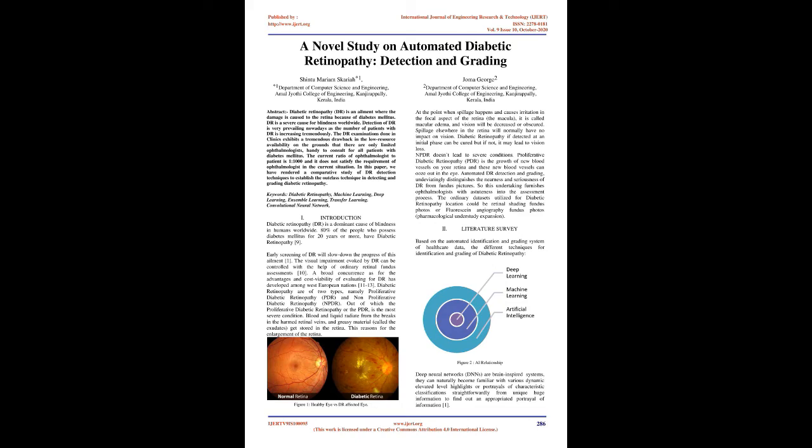Literature survey. Based on the automated identification and grading system of healthcare data, there are different techniques for identification and grading of diabetic retinopathy. Deep neural networks, DNNs, are brain-inspired systems. They can naturally learn various dynamic high-level features or representations of characteristic categories directly from huge original data to find a distributed representation of data.